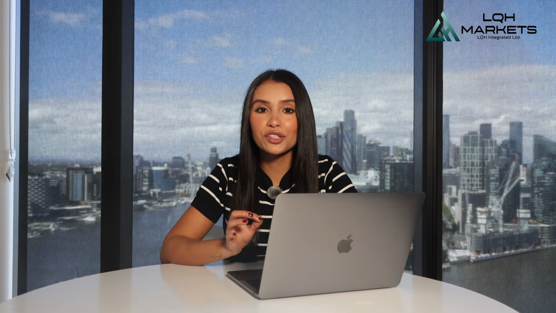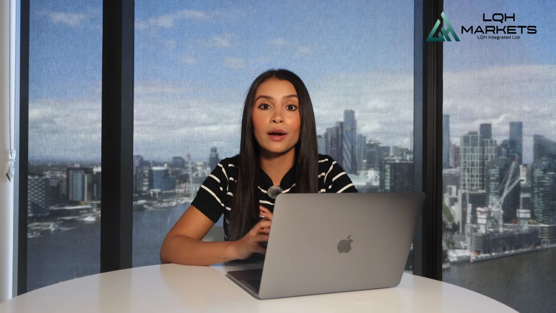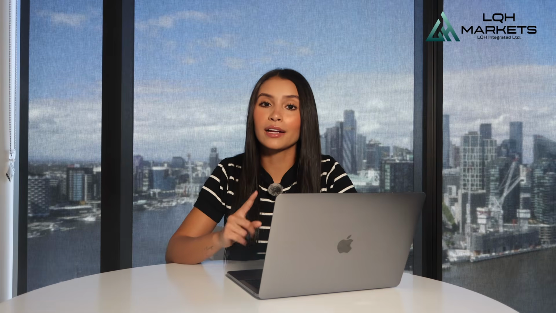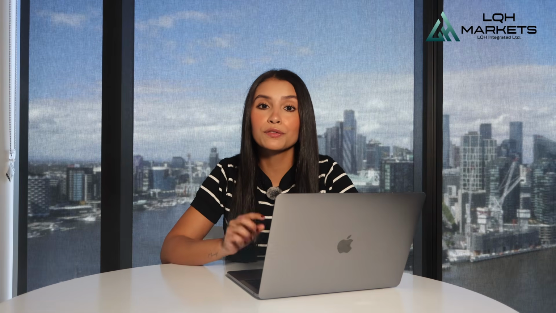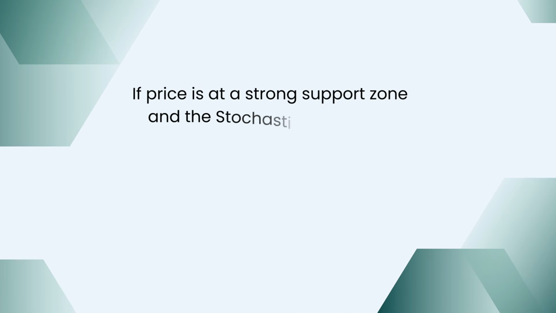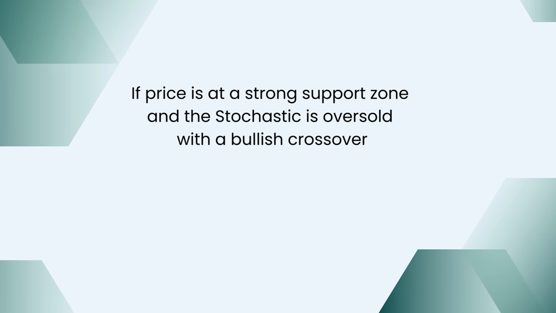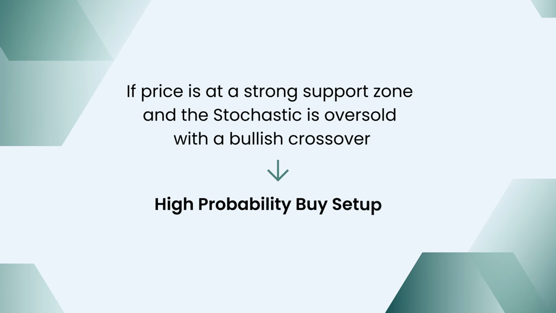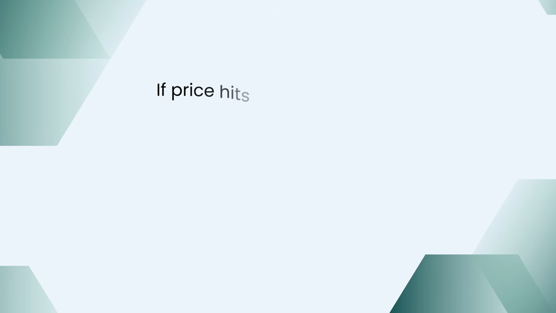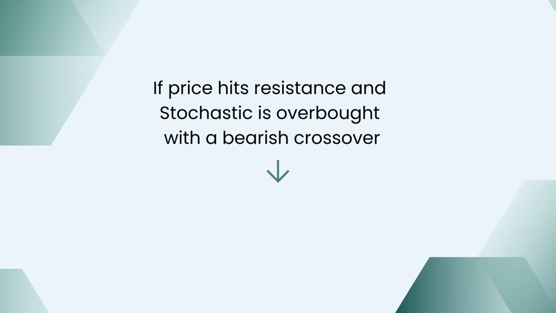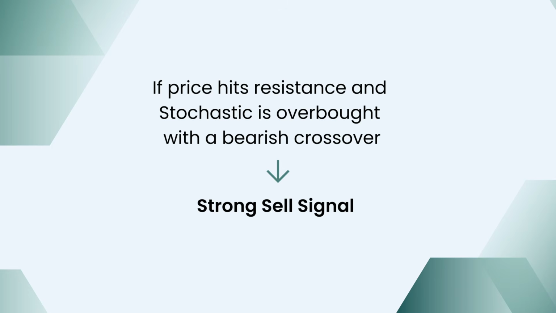That's why professionals use the stochastic together with support and resistance, trend lines, or other indicators like RSI or moving averages for confirmation. For example, if price is at a strong support zone and the stochastic is oversold with a bullish crossover, that's a higher probability buy setup. If price hits resistance and the stochastic is overbought with a bearish crossover, that's a strong sell signal.